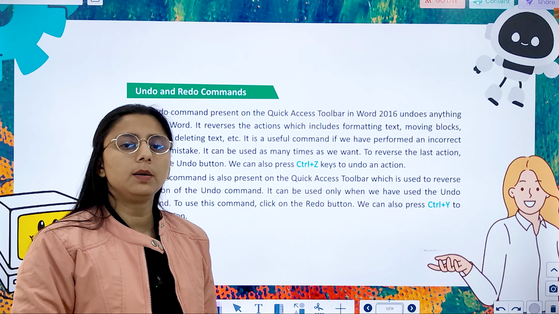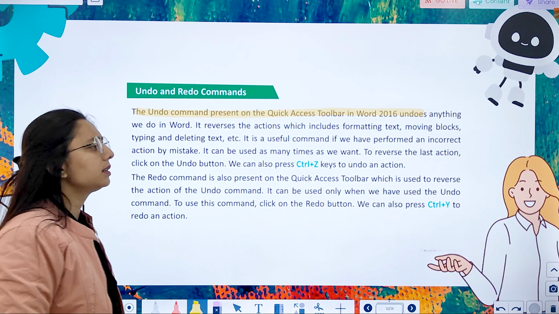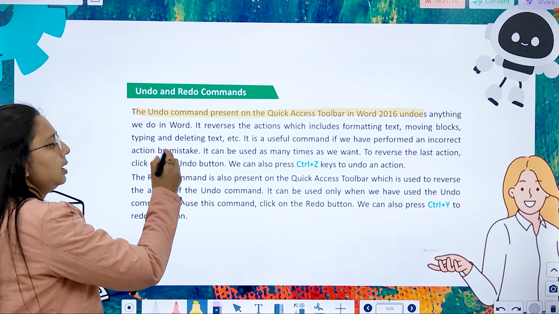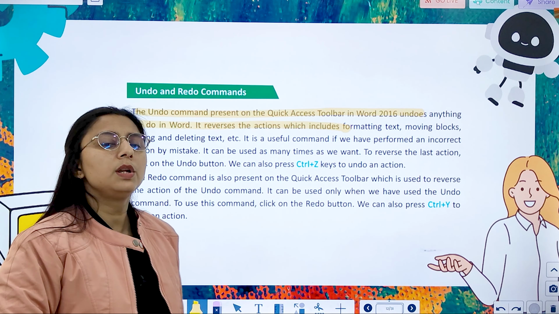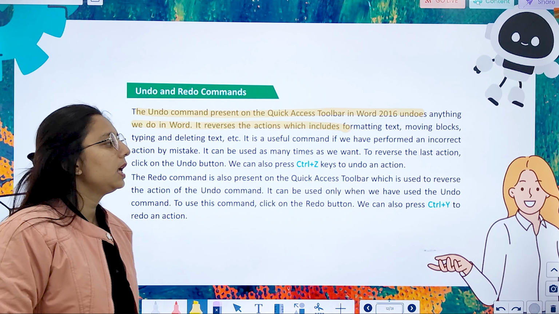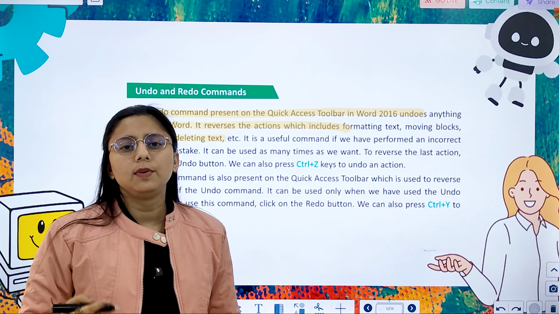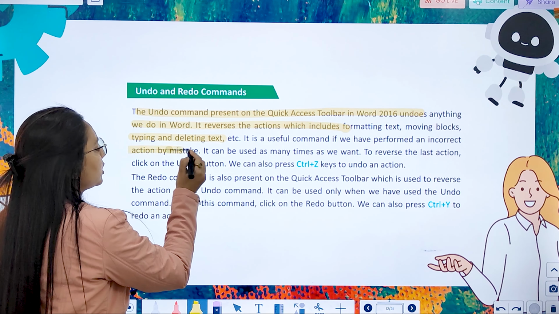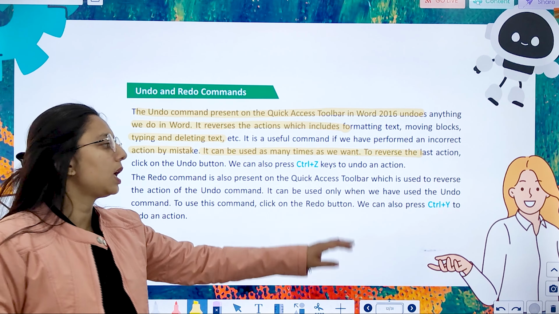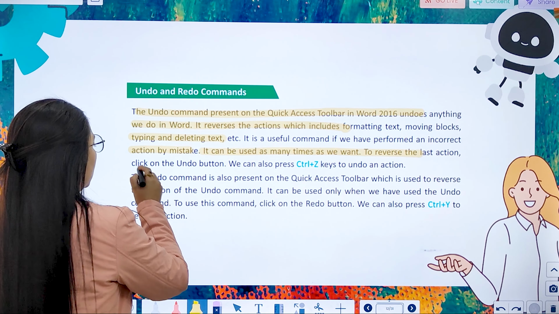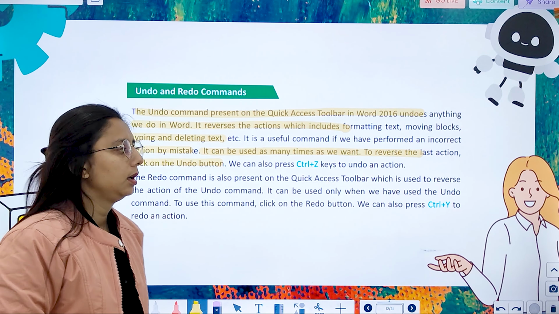What are the undo and redo commands? The undo command is present on the Quick Access Toolbar in Word 2016. It reverses the action. This includes formatting text, moving blocks, typing and deleting text. It is a useful command which we can use when we perform an incorrect action by mistake. It can be used as many times as we want. To reverse the last action, click on the undo button. We can also press Ctrl plus Z.